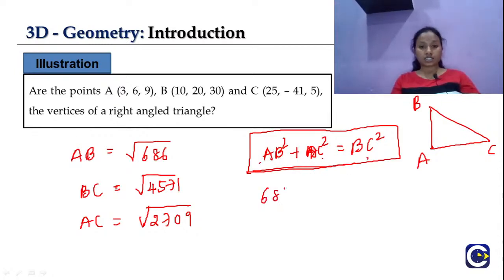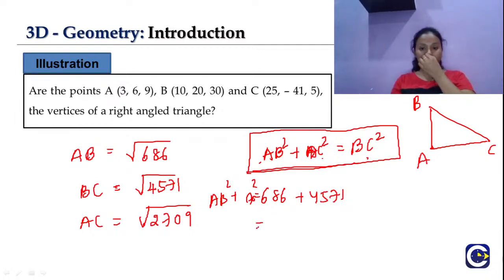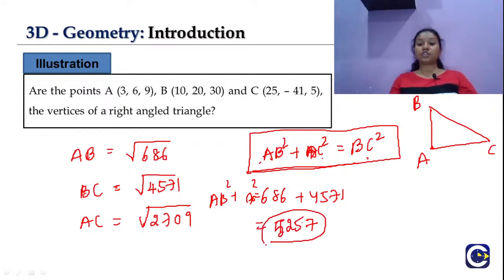So AB square is 686, AC square is 2709. So AB square plus AC square is equal to 686 plus 2709, so it will be equal to 3395. Whereas BC square is equal to 4571. That means AB square plus AC square is not equal to BC square.